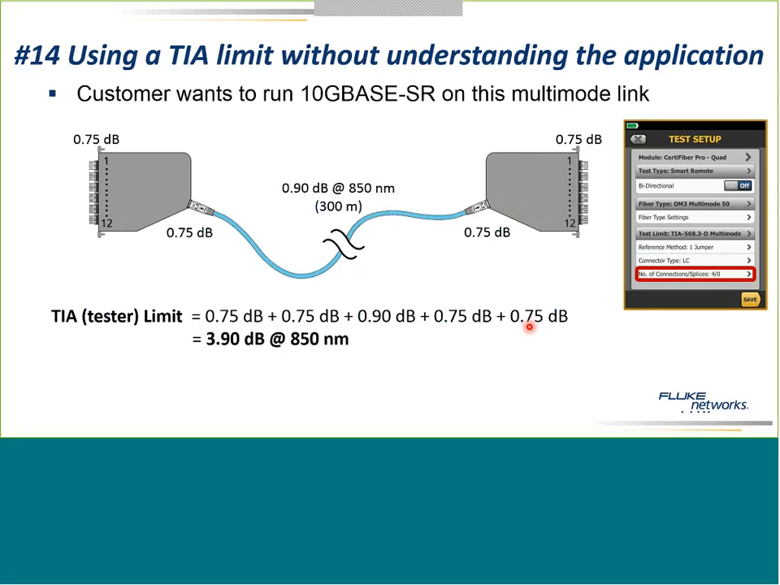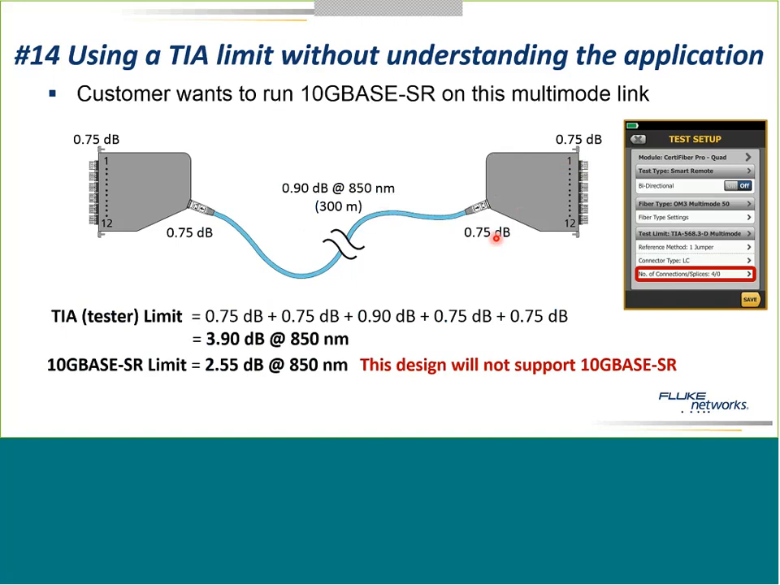We've got automatic calculate. We have it calculated for us ahead of time. 3.9 dB of loss is permitted per the TIA standard using these 4 connections. However, we know that the 10 gig limit is only 2.55 dB, so this design, while it would be acceptable for TIA, is not going to support 10 gigabit under these conditions.